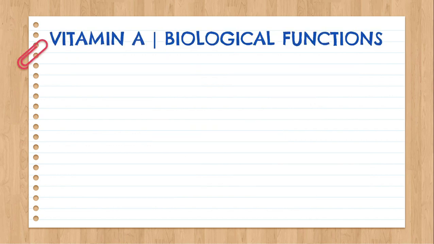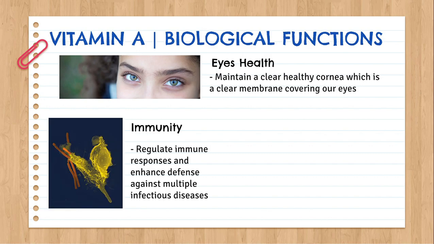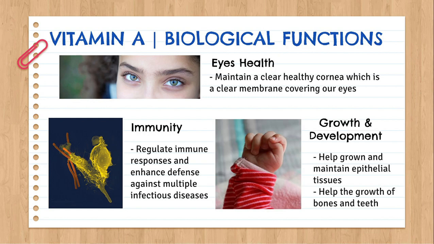Let's look at biological functions. Vitamin A is important in maintaining eyes' health. It maintains a clear healthy cornea which is a clear membrane covering our eyes. Vitamin A also plays significant roles in body immunity as it regulates immune responses and combats infections, thus prevents multiple infectious diseases. Apart from that, vitamin A is crucial for growth and development, especially for infants and children. This is because vitamin A helps grow and maintain epithelial tissues, bones and teeth.